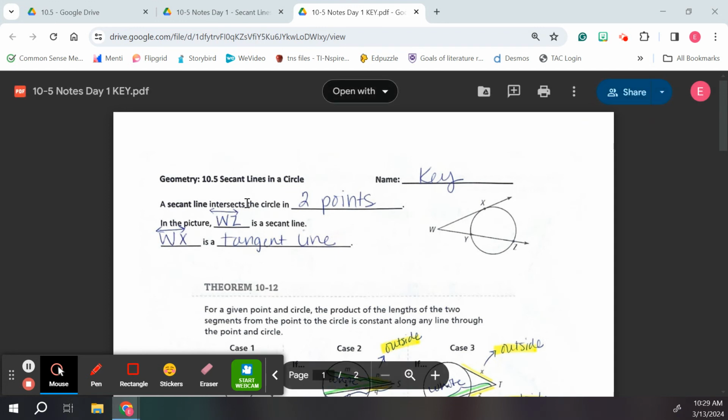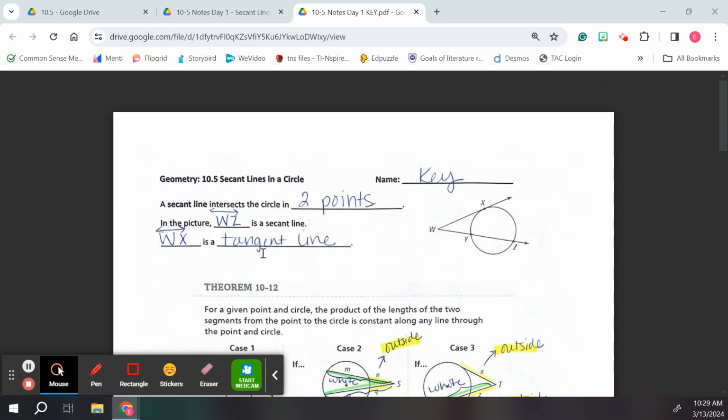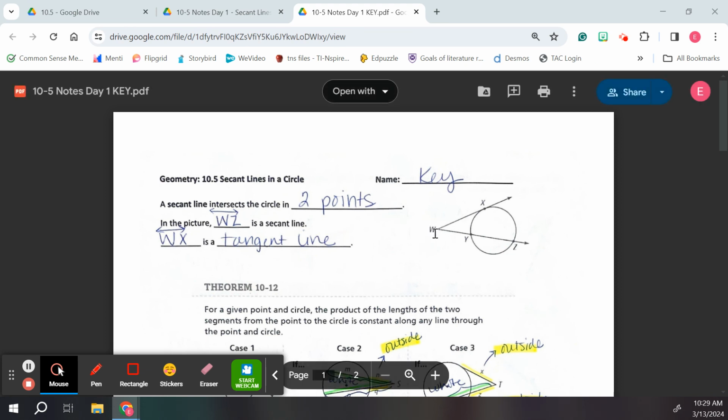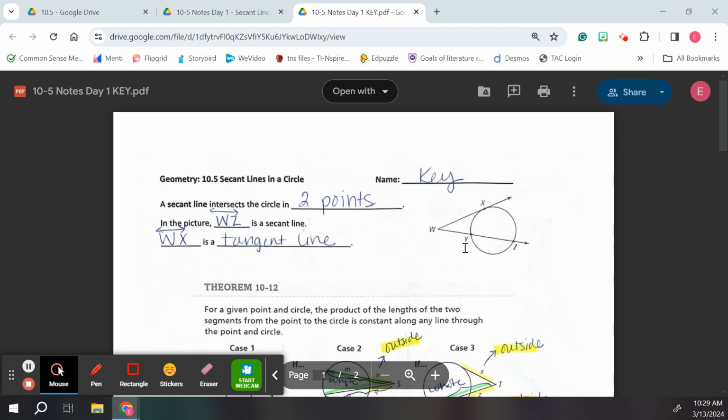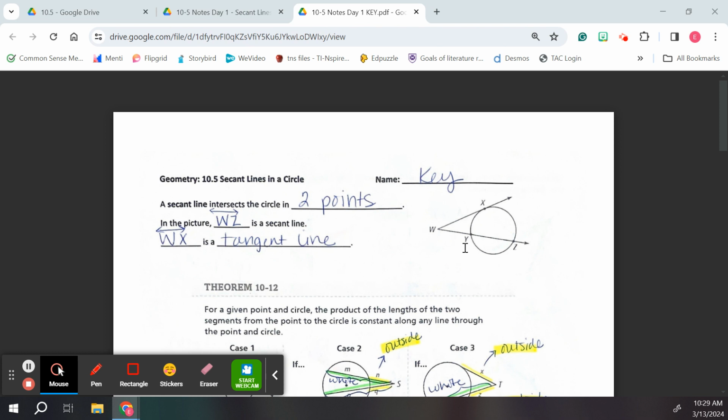A secant line intersects the circle in 2 points. In the picture, WZ is the secant line. In this case, it goes through the circle. Okay, so this is our secant line. Wait, is this the right one? Yeah? Okay.